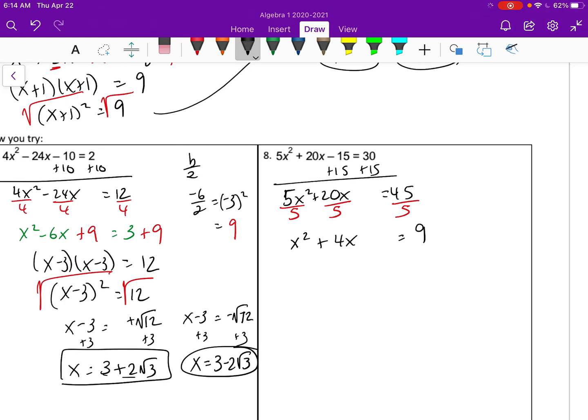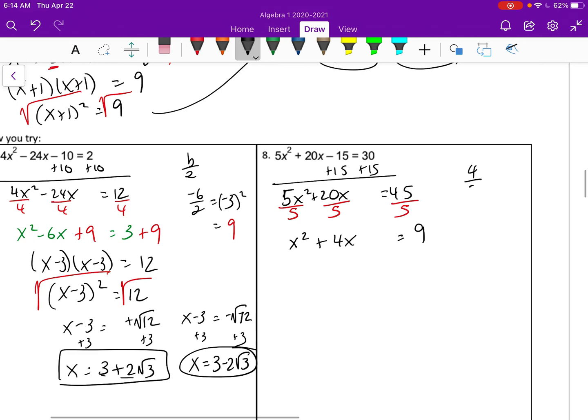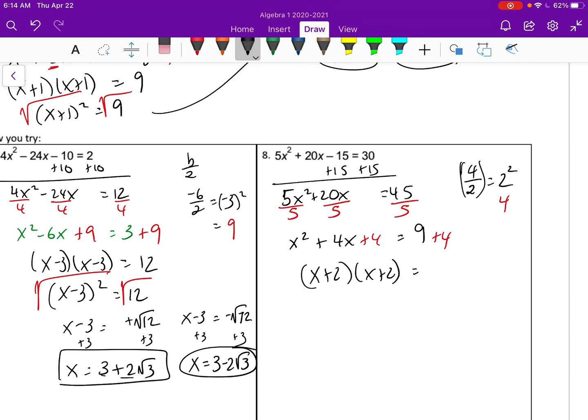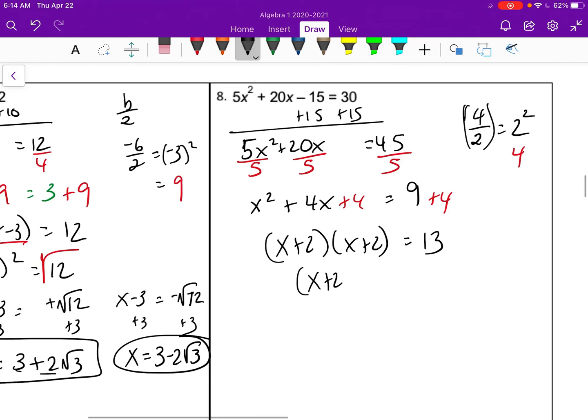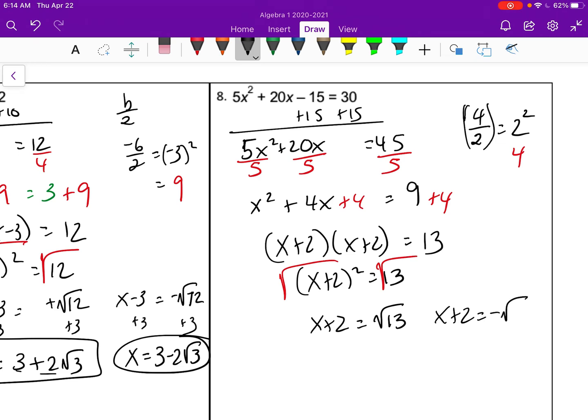So now we're going to go ahead and take our b value, which is 4 divided by 2, which is 2. And then we're going to square it. So we'll get back 4 plus 4. All right, this becomes x plus 2 times x plus 2. And then over here it's 13. So then that becomes x plus 2 squared equals 13. Let's take the square root of both sides. And we get x plus 2 equals positive root 13, and x plus 2 equals negative root 13.